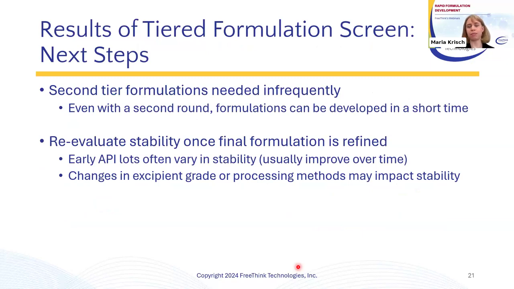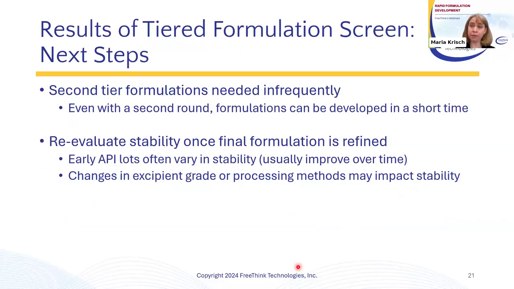So what are the next steps? In most cases, I would say that the tier 1 develops some formulations that can advance. If it doesn't, the next step would be to go to the tier 2. But even with a second round, these formulations are relatively short timescale for development.